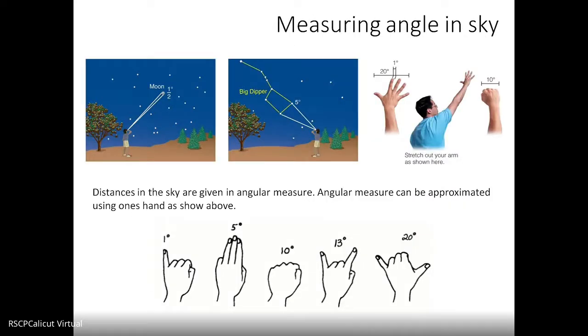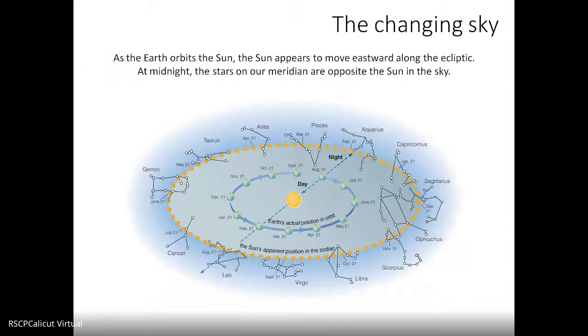And these are some of the guidelines through which you can measure the angular measure of the sky. As you can see, these are some of the angular measures. So with your hand, you can measure 1 degree, 5 degrees, and locations in the sky.